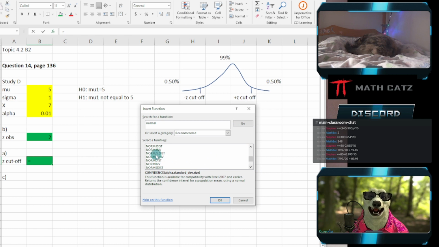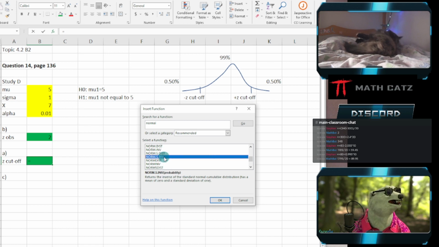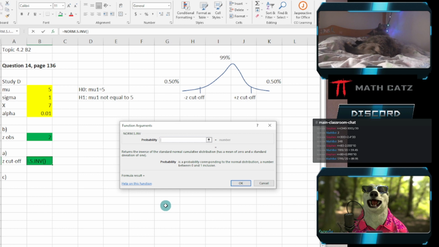You're looking for the S, because it's the standardized normal, the z-scores. Which one do I want? Well, do I have a z-score and I'm looking for the percentage, or do I have a percentage probability and I'm looking for the corresponding z-score? Yeah, that's the one. So now what do I put in here? It's always cumulative. It's always from the left to a cutoff.